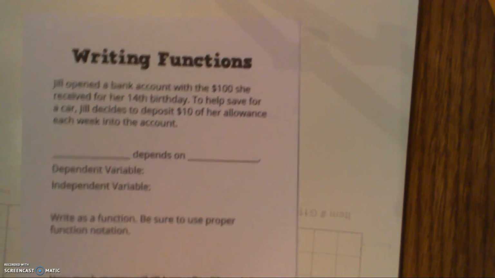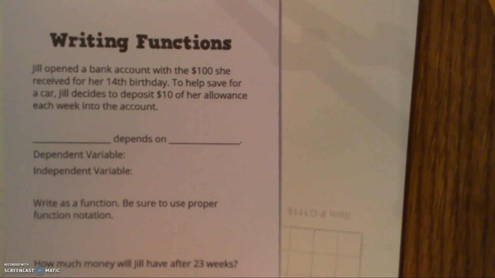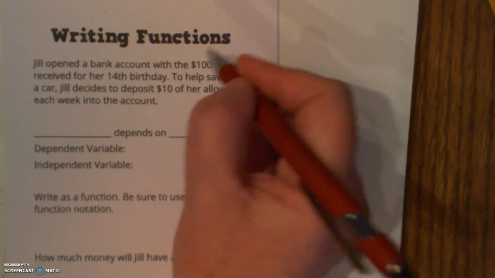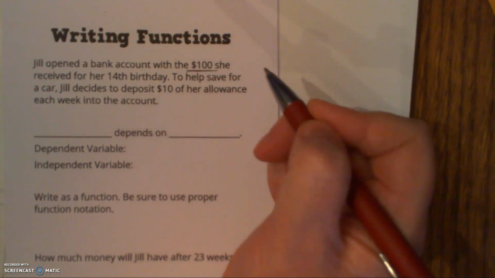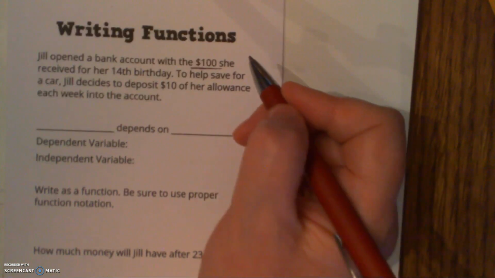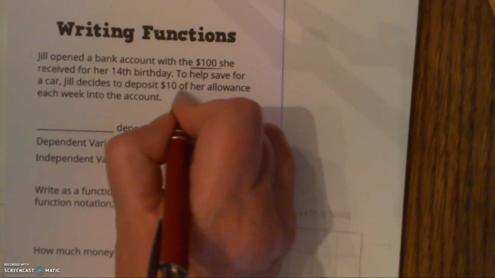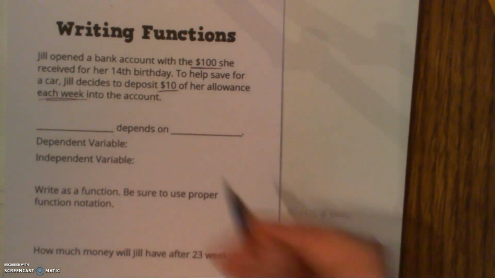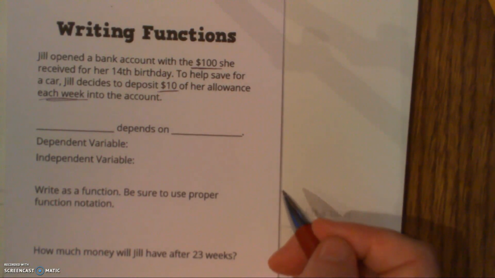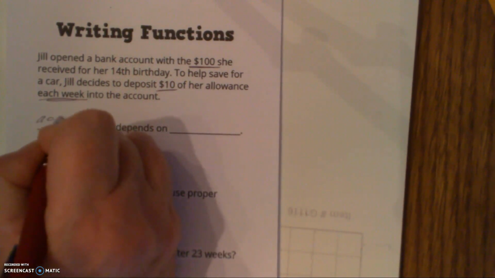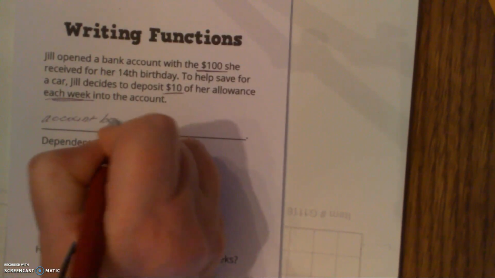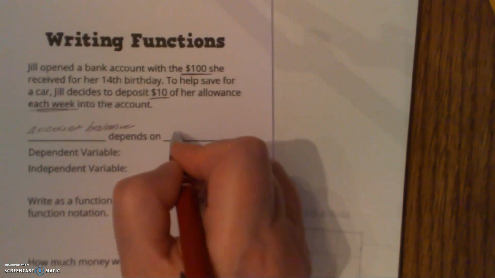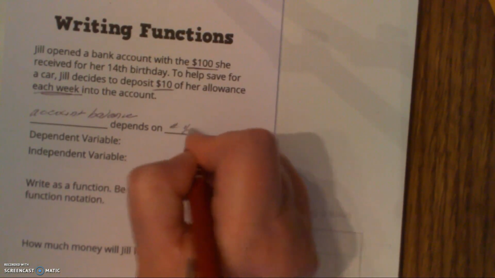Okay, we are going to do an instructional video on writing functions from real-world problems. The first one we're going to do is: Jill opened a bank account with $100 she received for her 14th birthday. To help her save for a car, Jill decides to deposit $10 of her allowance each week. So her account balance depends on the number of weeks.